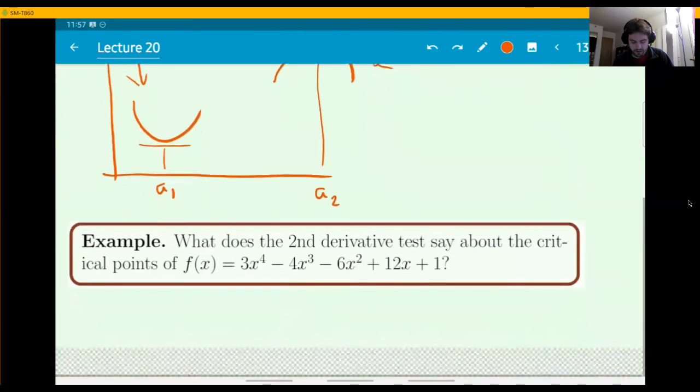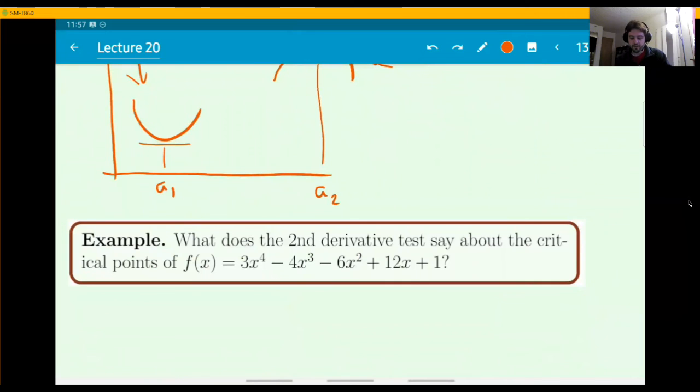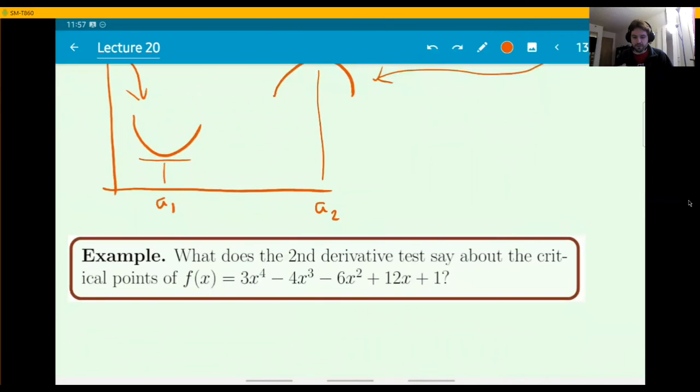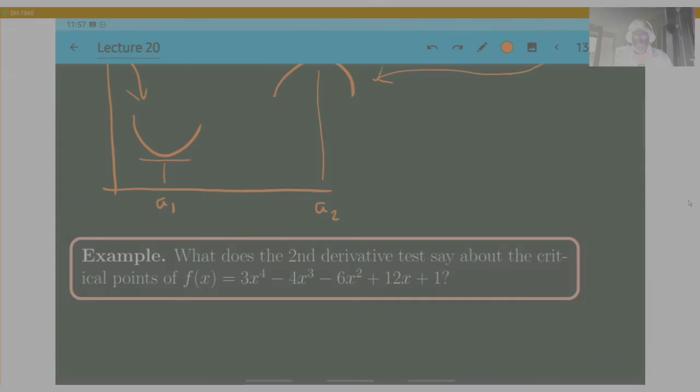But I'm going to leave this for recitation, this problem and the last remark. Let's not do that now because we're basically out of time. So for recitation about this topic, I'm going to recap everything and talk a little bit more in detail about the second derivative test.